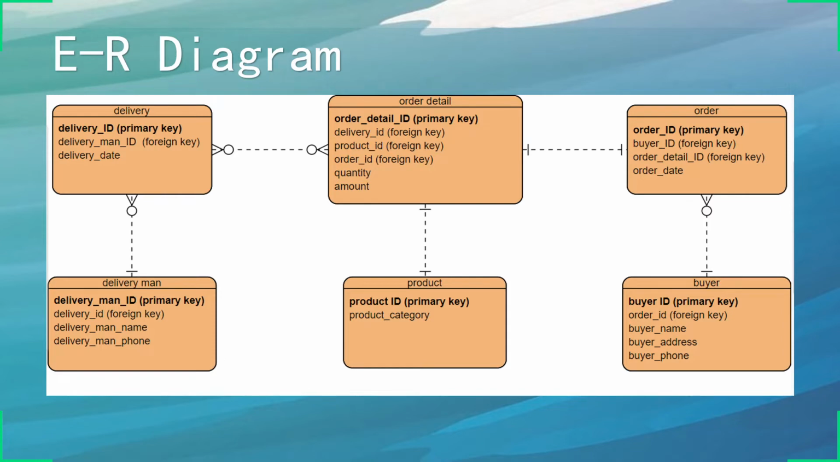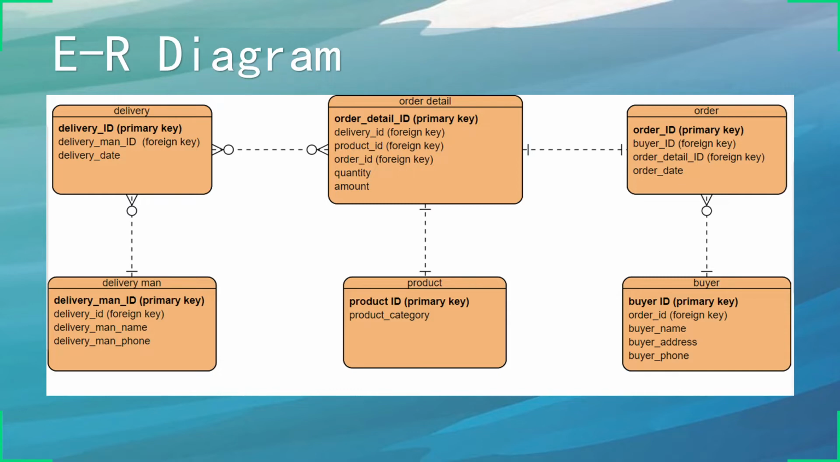In addition, the delivery table also has a many-to-many relationship with the order detail table. Many deliveries have many order details, and an order detail can only correspond to one order on the right side. The order detail table is the detailed content of the order table, corresponding to the order detail ID in the order table.